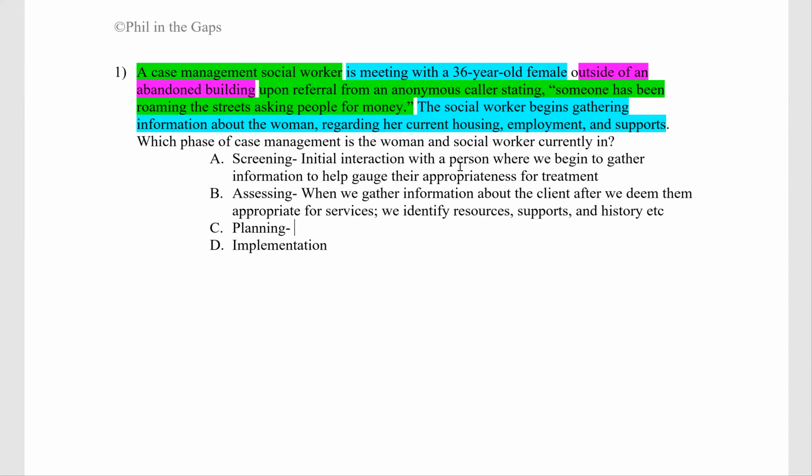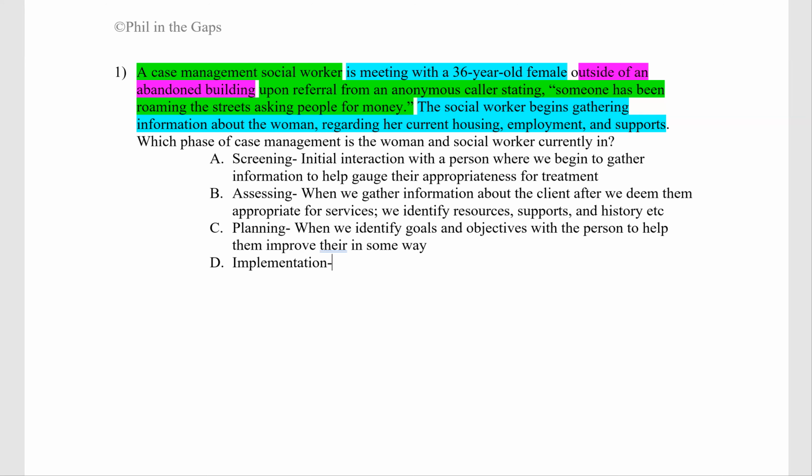Planning is when we identify goals and objectives with the person to help them improve their life in some way. And then implementation is when we execute the identified plan. So let's look back at the question and see what we're looking at in particular.